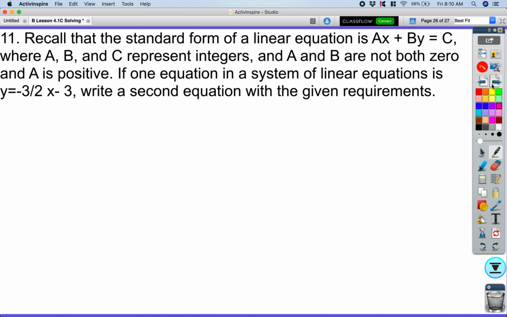Alright guys, so recall that standard form of linear equations is ax plus by equals c, where a, b, and c represent integers. A and b are not both 0, and a is positive. If one equation in a system is y equals negative 3 over 2x minus 3, write a second equation with the given requirements.